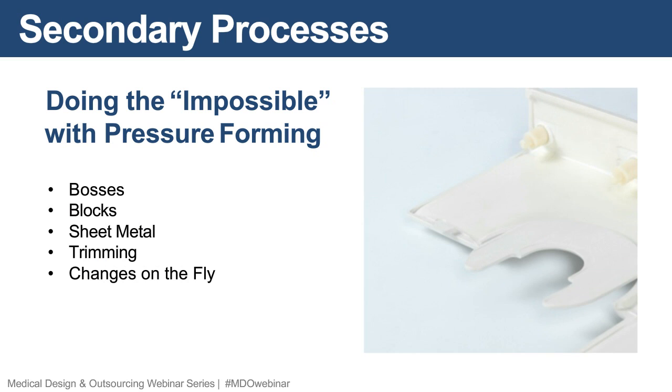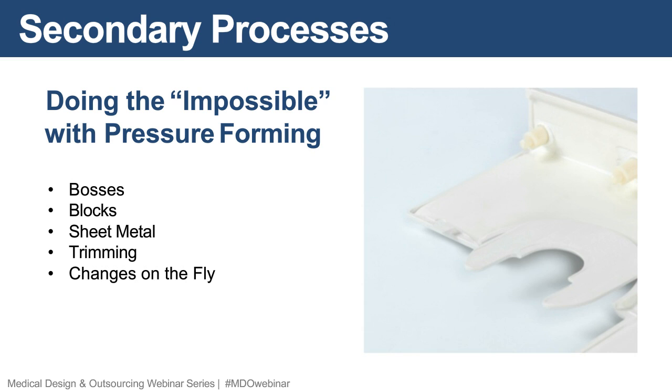Secondary processes in doing the impossible. Obviously, we can bond in bosses and blocks. These can be custom machined shapes. You can use standard rod and make bosses and thermally install the brass insert. Blocks, the same thing. But they can also be machined out of engineered resins, and they can be any shape we need them to be.